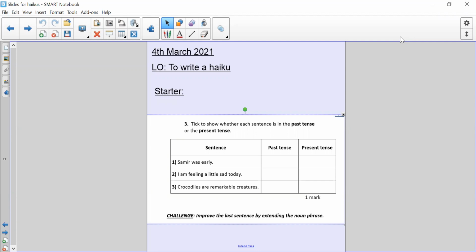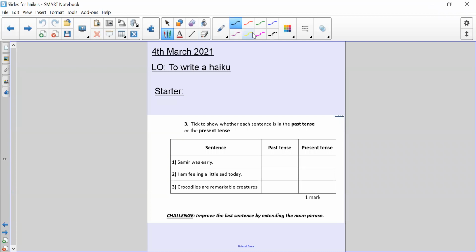So as a starter, I would like you to tick to show whether each sentence is in the past tense, so it's already happened, or the present tense, it is happening now. So pause the video now so you can have a go, and then I will go through the answers.